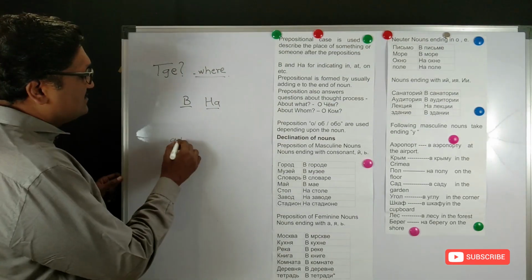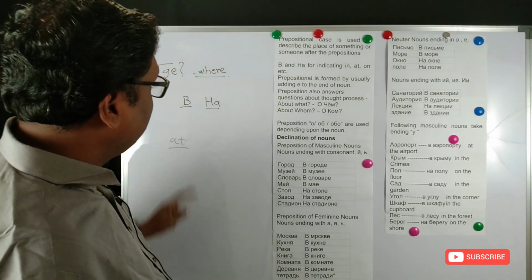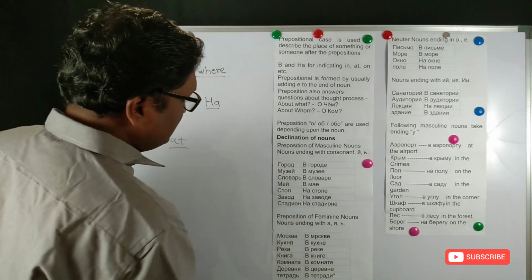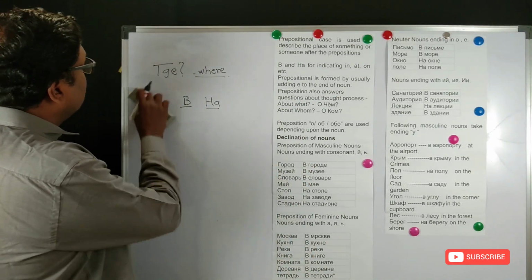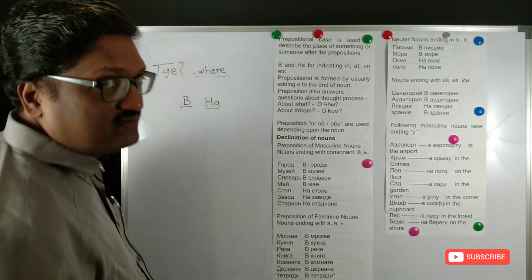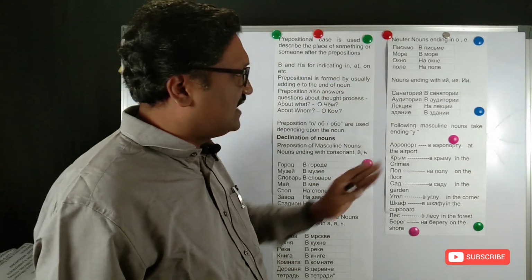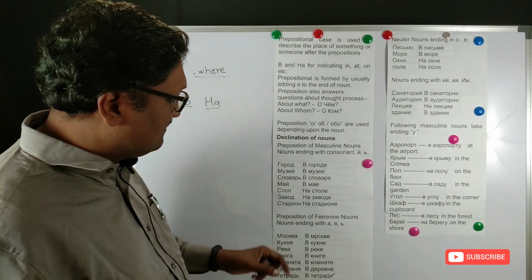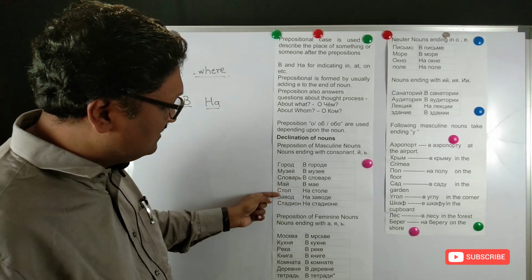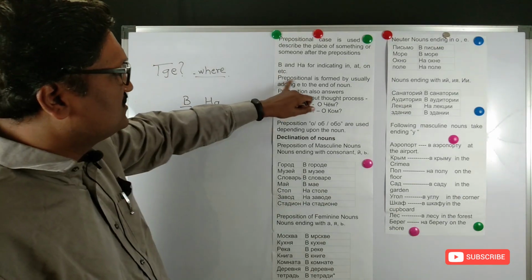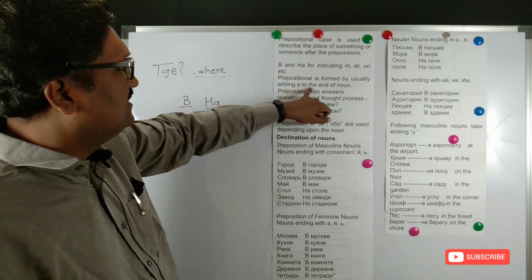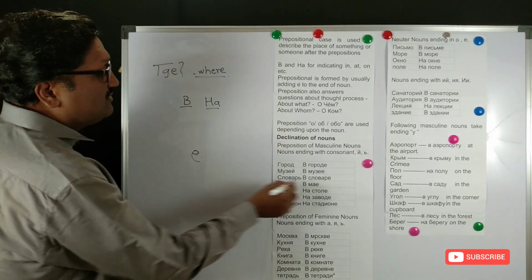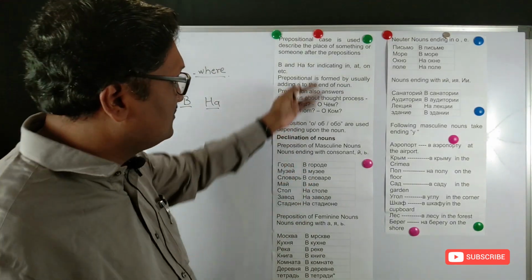В and на are used to indicate in, at, on, etc. At also: at school, at college, at the meeting. So this at is also indicated by using в and на. In a fixed pattern it is coming. Город в городе. Depending on the nature of the place where we are going, в or на is coming. Музей в музее. Стол, словарь в словаре. Май в мае. Май is a month, in the month of May. So the prepositional is usually formed by adding е at the end of the noun. So the noun ending is changing. That is what it is indicating.